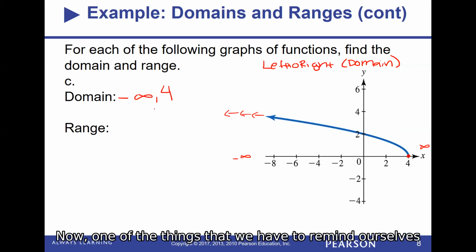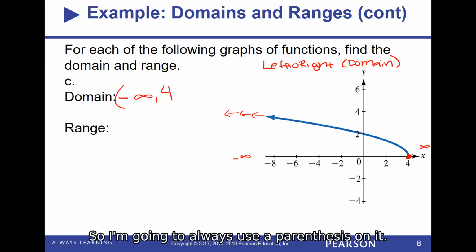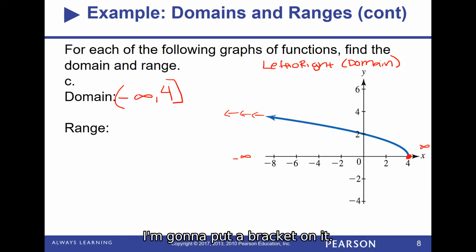Okay. Now, one of the things that we have to remind ourselves about infinities is that I don't know exactly what that number is, so I can't say it ever equals it. So I'm going to always use a parentheses on it. But 4 itself, I know the number. I see that it actually hits at 4, so I'm going to put a bracket on it.